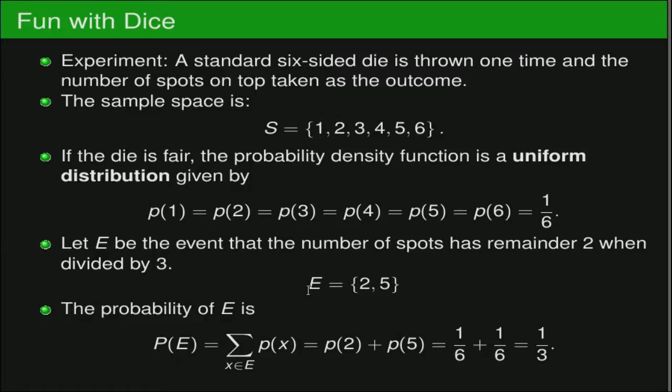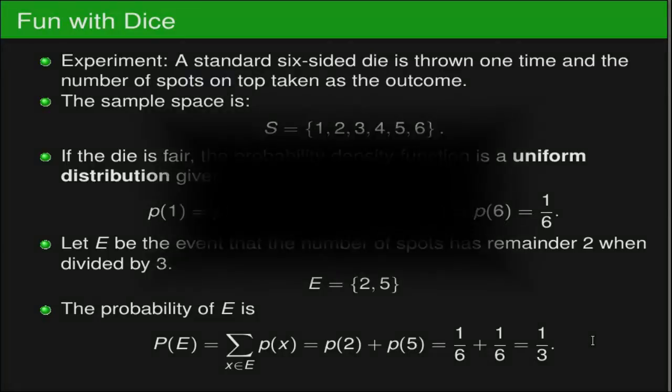And so if we're looking at the probability that this actually happens, well, the probability of E is going to be the sum of the probabilities of all of the elements in E. And so if we look at the probability of 2 plus the probability of 5, we get 1/6 plus 1/6, which gives us a probability of E of 1/3.